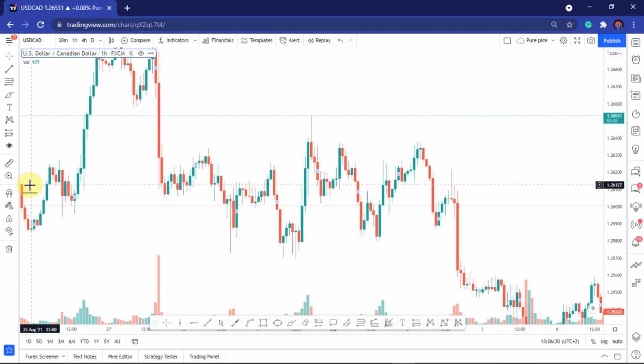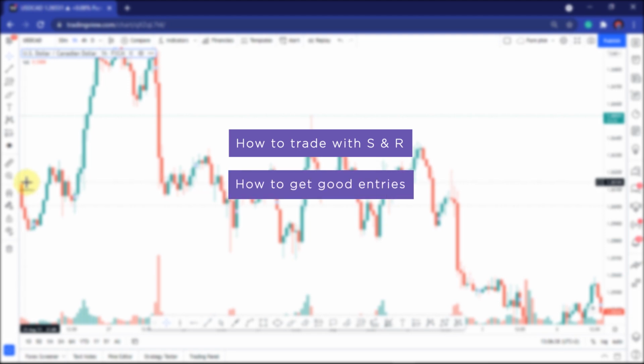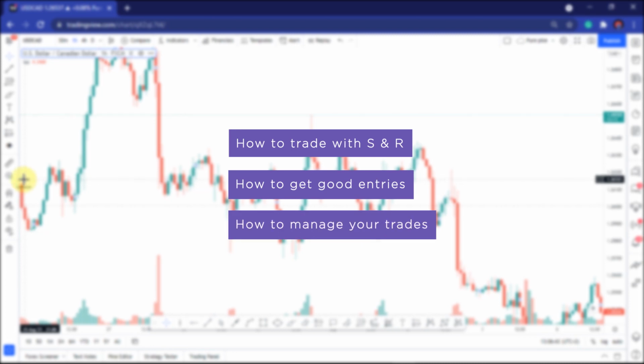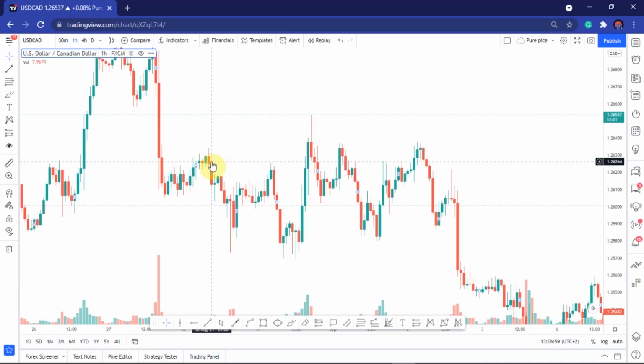So in this video, I'm just gonna show you guys how to trade clearly with support and resistance, how to identify your entries with support and resistance, how to manage your trades, and also how to know if this support or resistance is a genuine one, meaning is it gonna show you a reversal, or it's just gonna be a market pause. So these are the things that I'm gonna cover in this video. So without any waste of time, let us just get started.